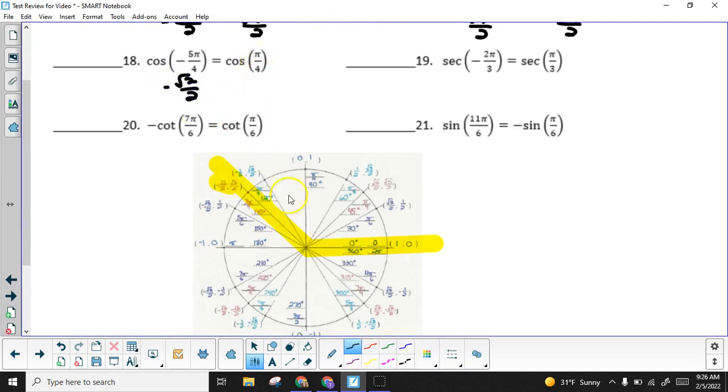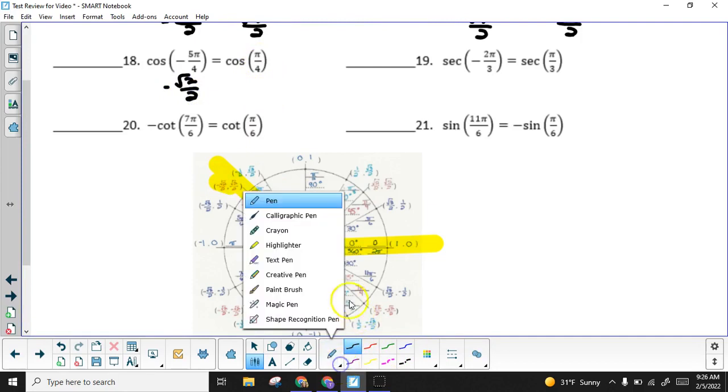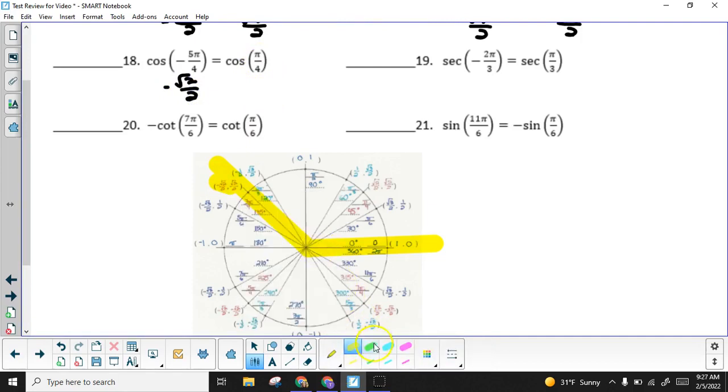Then we're comparing it with the cosine of pi over 4, and pi over 4 is in the first quadrant, and we'll have a cosine value of positive root 2 over 2. Left side's negative root 2 over 2, right side's positive root 2 over 2. They are not the same, so number 18 is false.